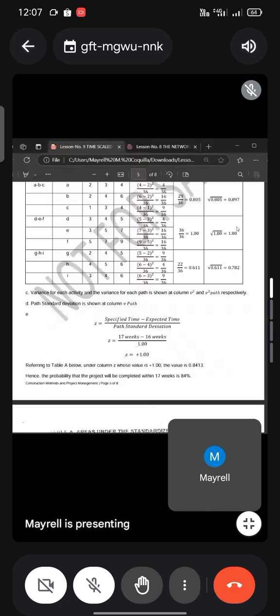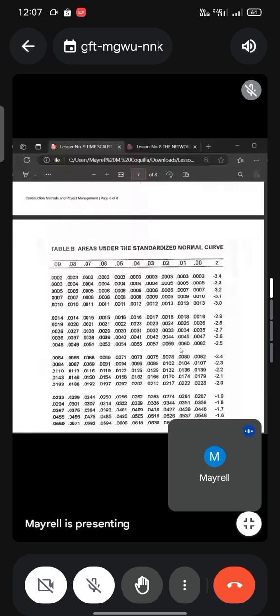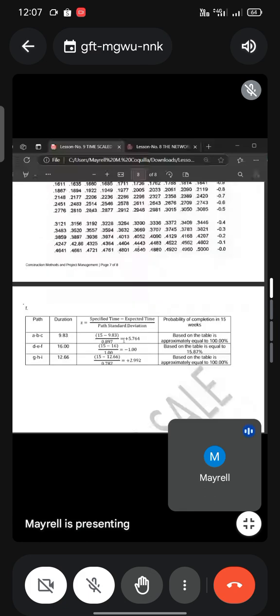Standard deviation. Okay. So, you will get for path ABC, Z is 5.764. For path DEF, which is mo na itong basihan sa project, kaya mo na yung critical, 15 minus 16 over 1, you get negative 1. And for path GHI, 15 minus 12.66 over the standard deviation is positive 2.992.